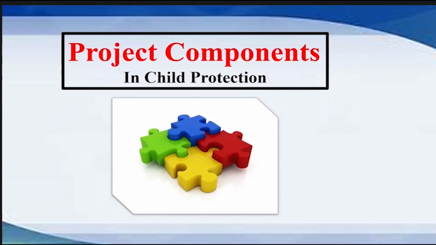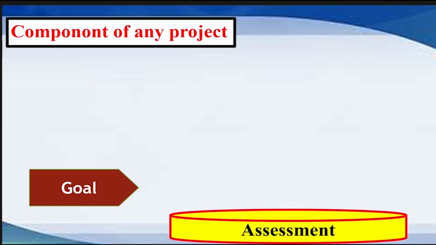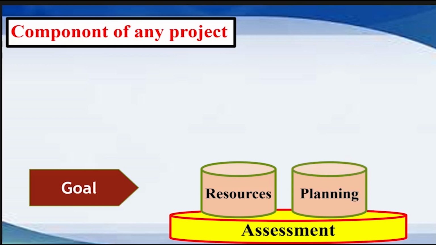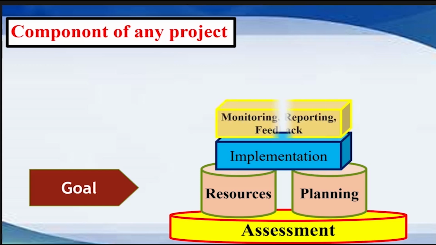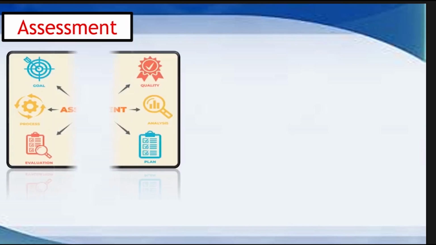In any successful program or project, there should be a goal or goals. To achieve goals, you should first conduct assessment. Then you should look through and study the resources. You should put a clear plan. You should put the implementation details. There should be monitoring, reporting, feedback mechanisms. And the last stage is the evaluation stage. These are the essential components of any successful project or program. Let's better understand each stage.